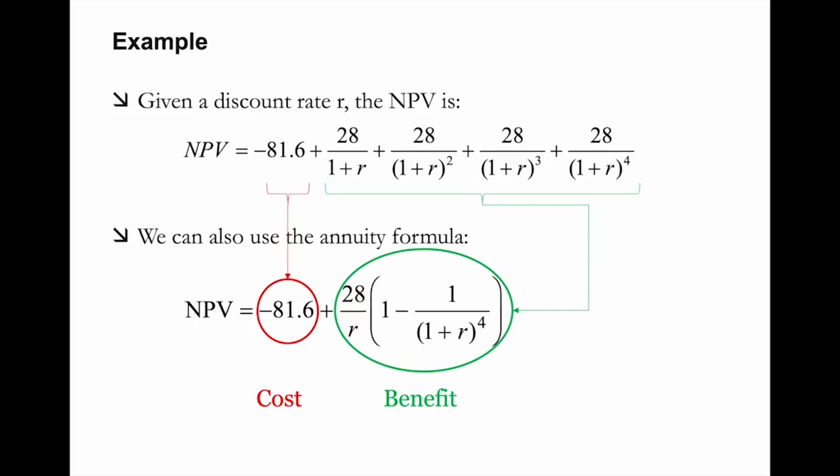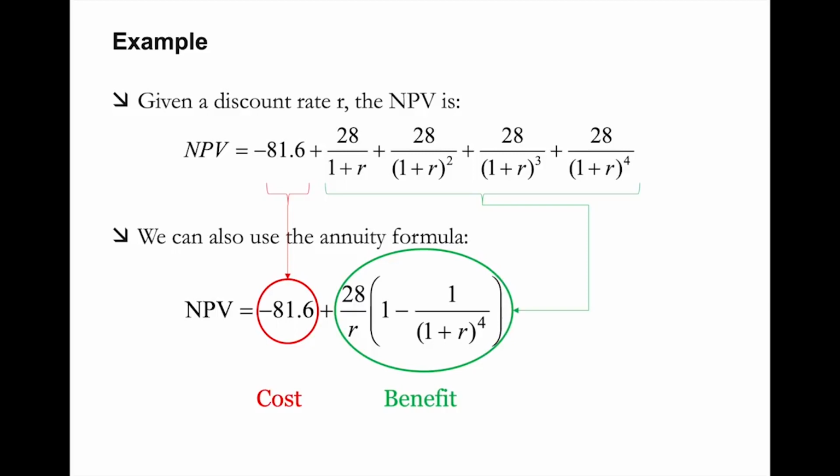The NPV of the factory will equal the $81.6 million cost today. The negative value tells us that it is a cash outflow, plus the present value of the $28 million per year. We can do this using the long way by discounting each $28 million cash flow back to the present value, or we can more simply use the annuity formula.